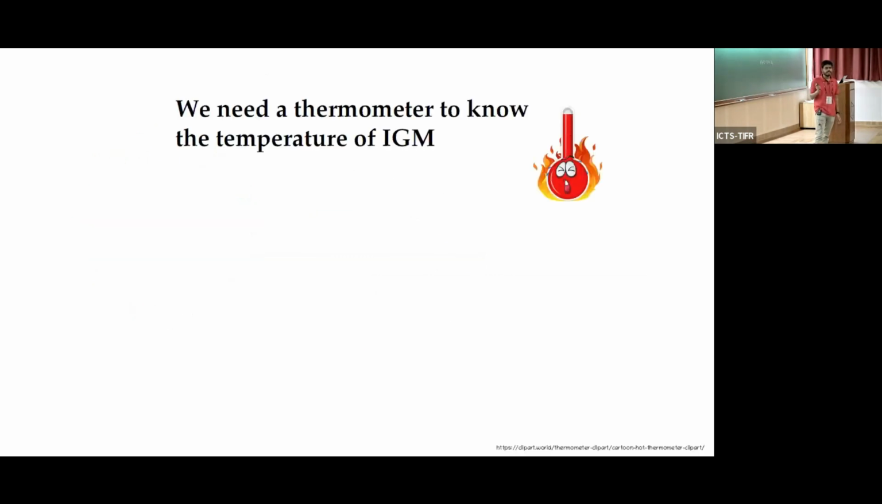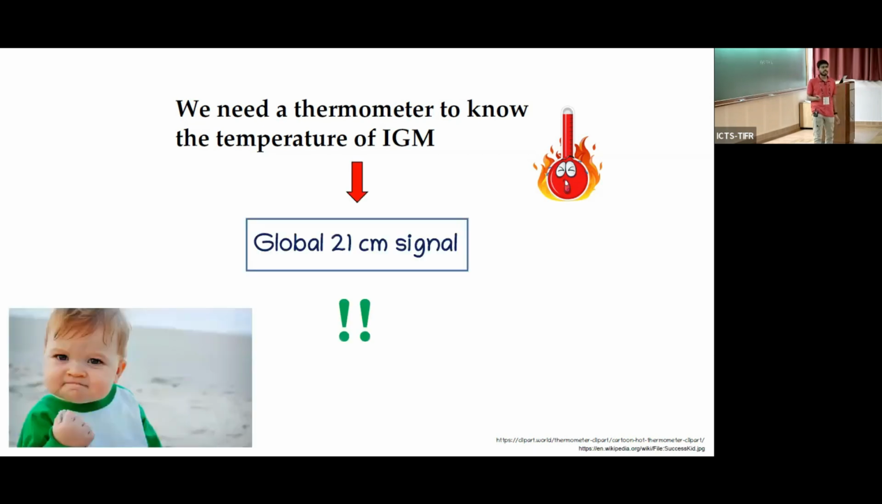So what we need is a kind of thermometer that will tell us the temperature of the gas at different redshifts. If I see an anomalous rise in the temperature, I can say maybe this is because of primordial black holes. So this is the basic search strategy. And fortunately for us, there is such a thermometer, and that thermometer is the global 21 centimeter signal.